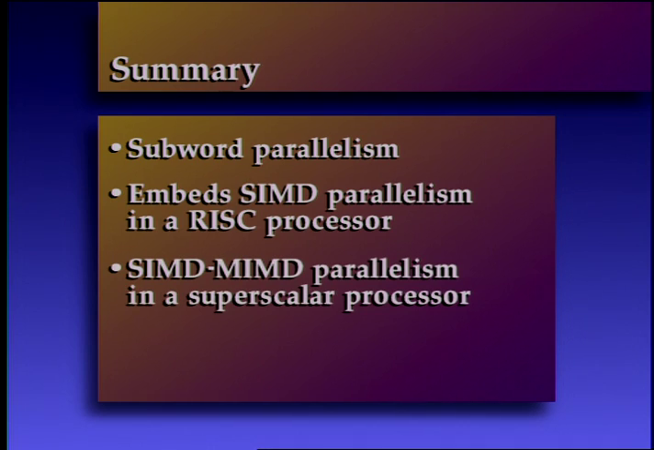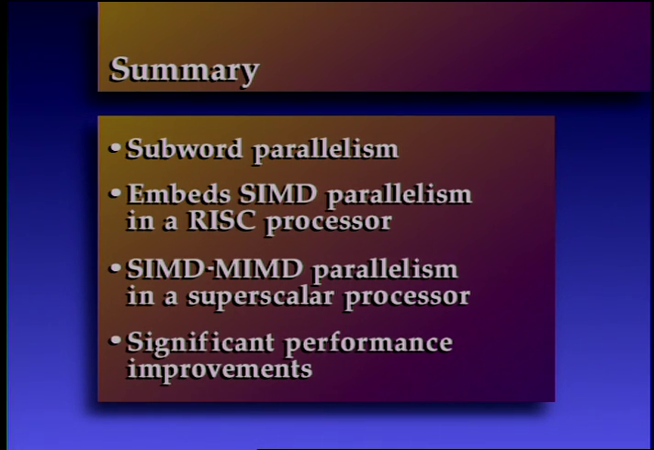In a superscalar processor, they embed an even more sophisticated kind of SIMD-MIMD parallelism, since different operations can be executed in the same cycle. These subword parallel instructions can increase performance dramatically. They can effectively increase by 2, 4, or 8 times the computational power of current microprocessors with minimum changes. The beauty of these instructions is that they scale naturally with the processor, so that as processor performance increases, subword parallel performance will also increase.